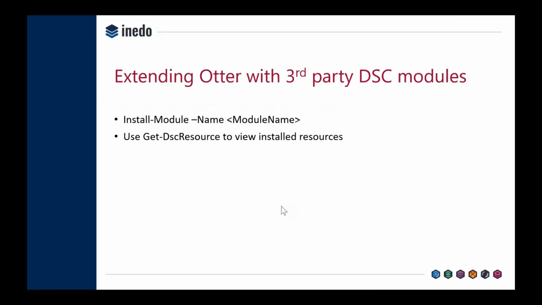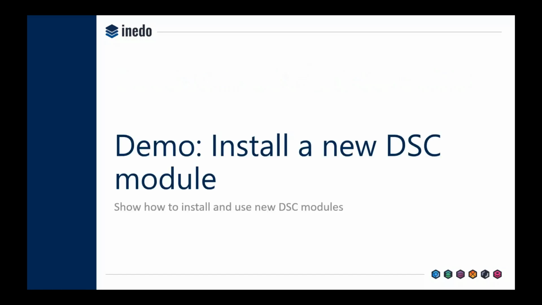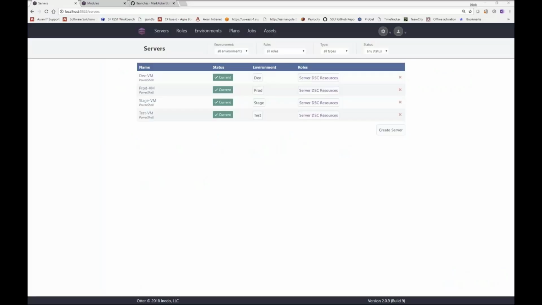Okay, so now let's talk about how we would extend Otter using third-party DSC modules. These are the standard PowerShell commands you use for installing PowerShell modules from the PowerShell Gallery by default, and you can use Get-DscResource to see specifically modules and resources related to DSC. Let's take a look at doing a demo of that. First, let's go over to the Assets tab.